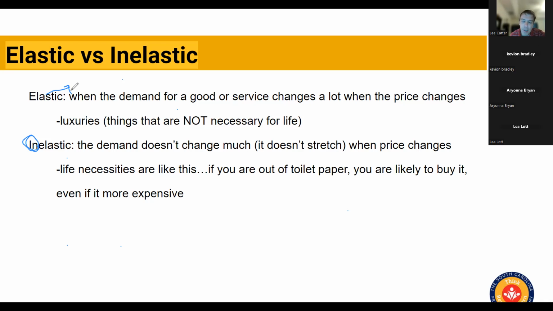Going on vacations on airplane flights is elastic because if you've got a lot of money, you'll do it more. And if you don't have a lot of money, you won't do it, right? So the whole idea of elastic is the demand will change a lot based on the price. Inelastic is the demand doesn't really change based on the price, all right? Doesn't stretch. So basics and necessities of life are inelastic. You've got to have toothpaste, right? That kind of thing. All right.